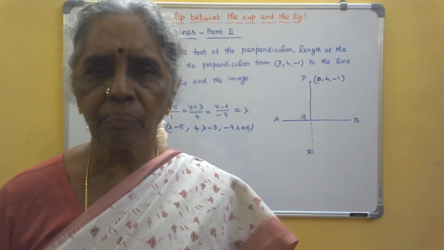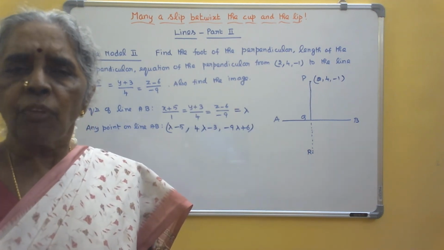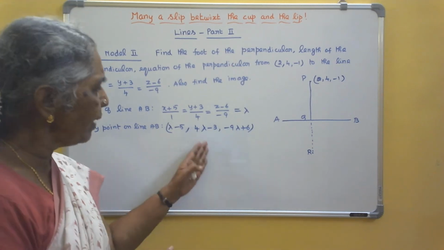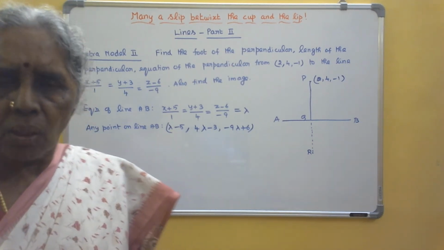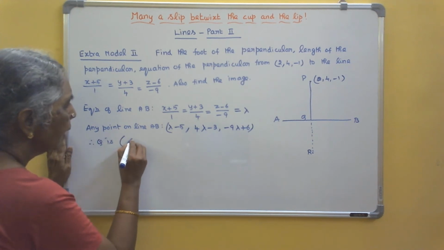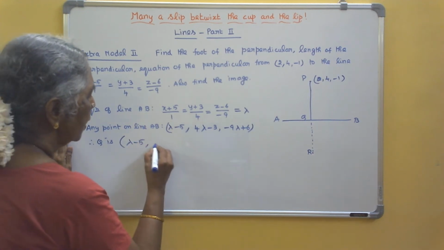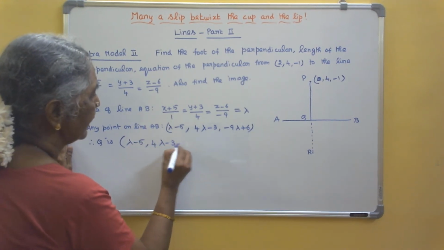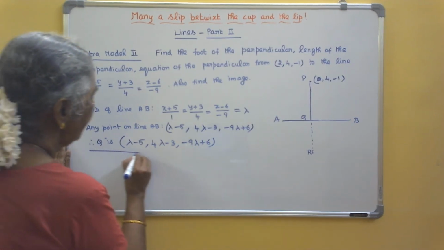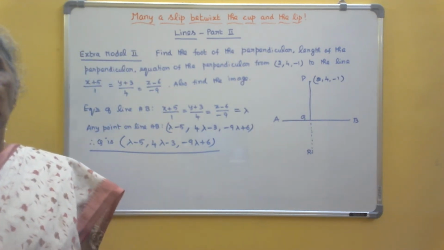Is it clear? Now, you look at the figure. Q, the foot of the perpendicular, lies on the line AB, isn't it? So we can take Q as this point. So now I will write, therefore, Q is (lambda minus 5, 4 lambda minus 3, minus 9 lambda plus 6). Remember, this is one important step for us because we need Q, that is the basis for finding the rest.